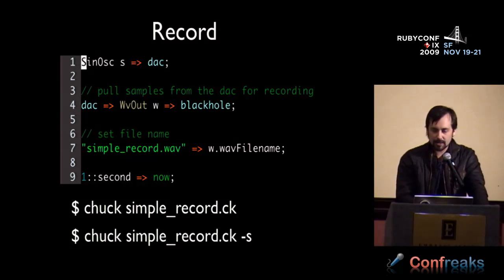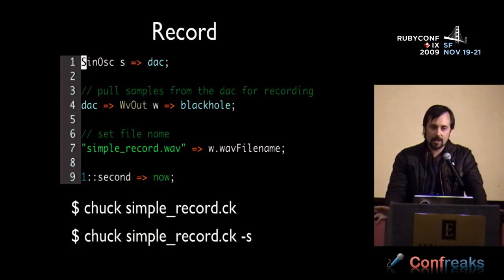The two examples I have at the bottom for invoking this on the command line: the first one, you'll actually hear the sound. And for the second one, you pass in the dash S flag, which is for silent. Basically, it'll render in non-real time, and you won't hear it. And it'll render faster. So if, for instance, you were using ChucK on a server and you wanted to optimize the speed of that, you would pass in the dash S flag to ChucK, and it would do it quietly.